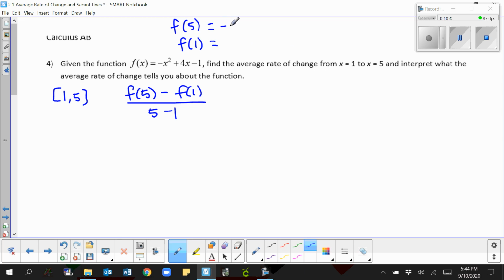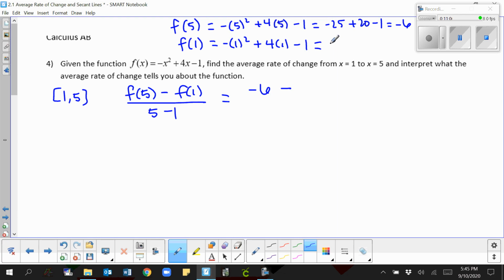So if I plug in 5, that means I'm looking at negative 5 squared plus 4 times 5 minus 1. So that's a negative 25 plus 20 minus 1. So that's going to give me a negative 6. So I'm looking at negative 6 minus, and then when I plug in 1, negative 1 squared plus 4 times 1 minus 1 gives me a negative 1 plus 4 minus 1, which is going to give me 2. So I'm looking at negative 6 minus 2 over 5 minus 1, which is just 4, and that's a 2, not a 6.